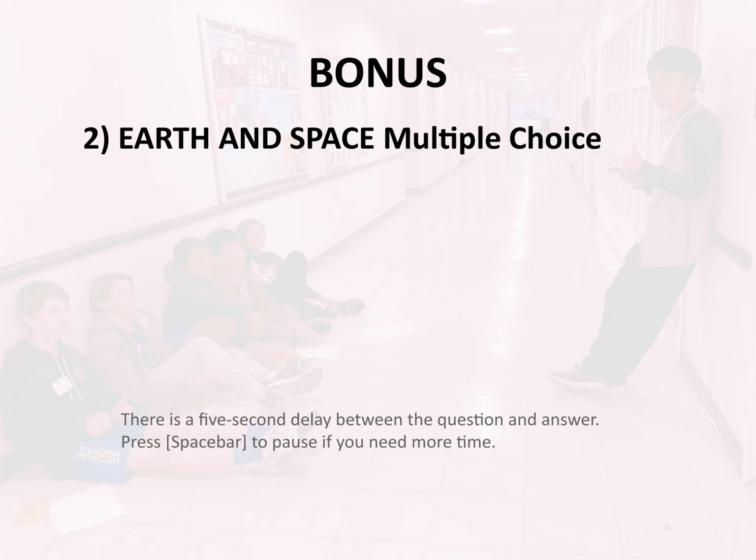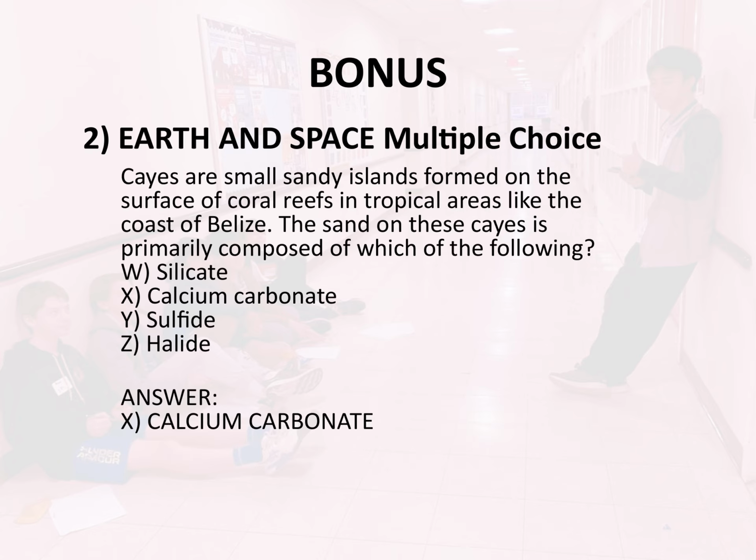Bonus 2. Earth and space multiple choice. Cays are small sandy islands formed on the surface of coral reefs in tropical areas like the coast of Belize. The sand on these cays is primarily composed of which of the following? W. Silicate. X. Calcium carbonate. Y. Sulfide. Z. Halide. Answer. X. Calcium carbonate.